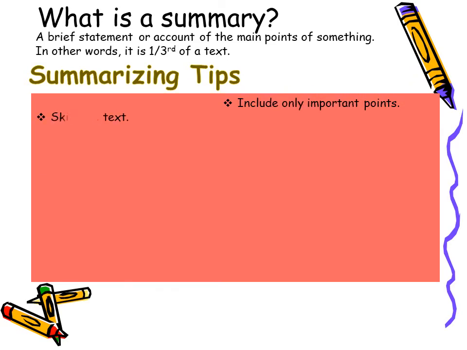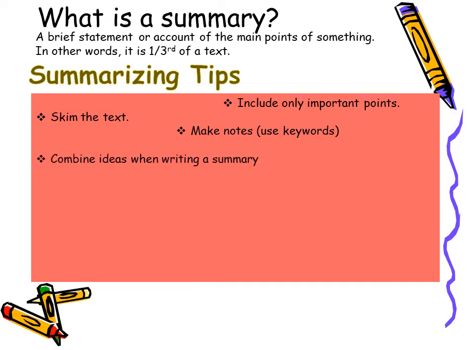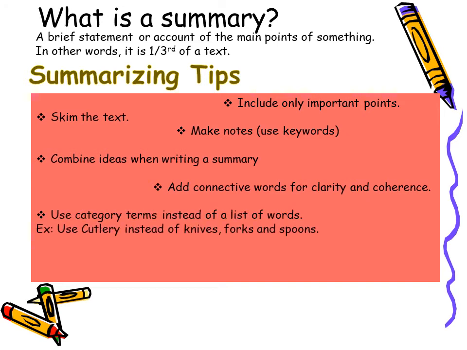Include only important points. Skim the text. Make notes. Use keywords. Combine ideas when writing a summary. Add connective words for clarity and coherence. So you could use the sequential order where you use as first, next, and so on. Use category terms instead of a list of words. Example, use cutlery instead of knives, forks, and spoons.